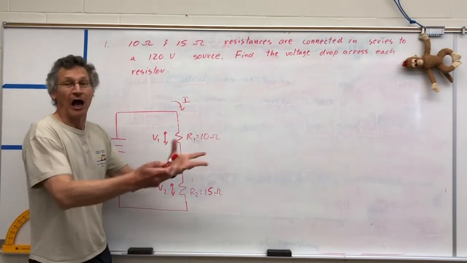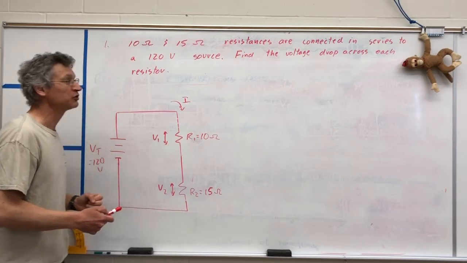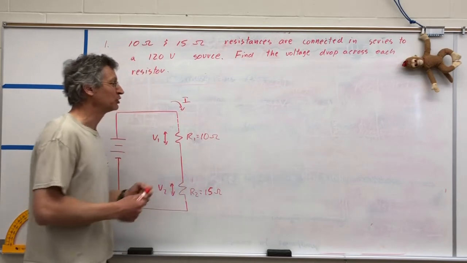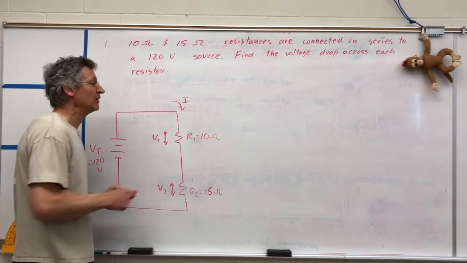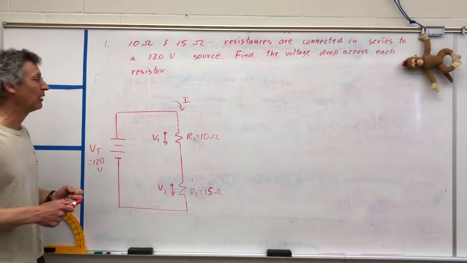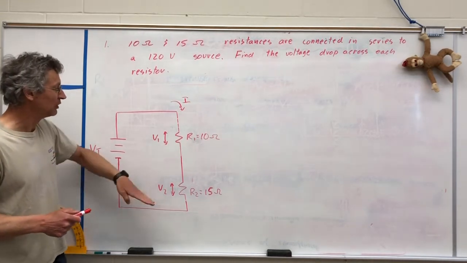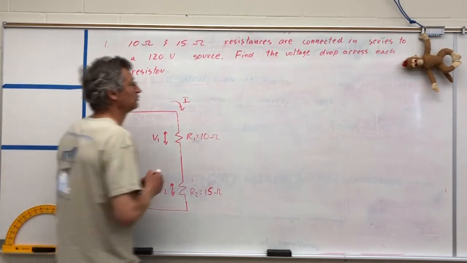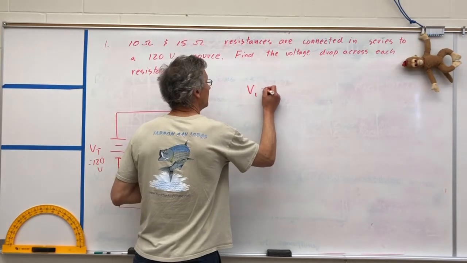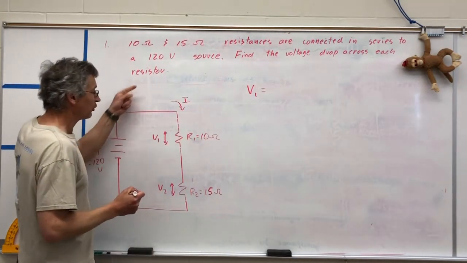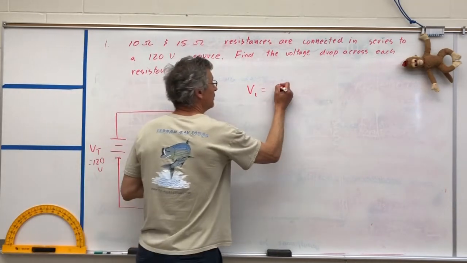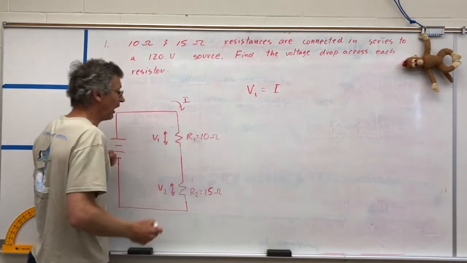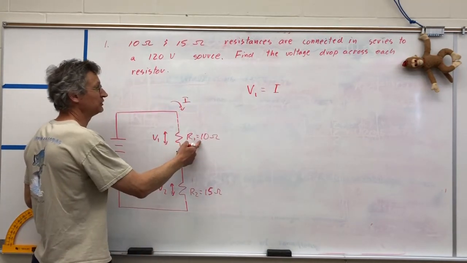How can we do that? How about Ohm's law? Ohm's law is to electric circuits what F equals MA is to force problems. It is kind of the key to almost everything you need to know about electric circuits. So let's apply Ohm's law to this resistor right here. The voltage drop across the resistor, that's what we're interested in, is going to be equal to the current through the resistor, I. We don't know what that is, but hopefully we can figure that out later, times the resistance itself, which is 10 ohms.